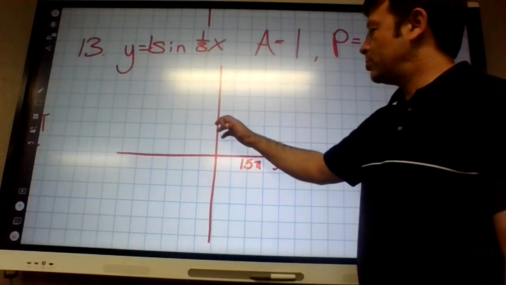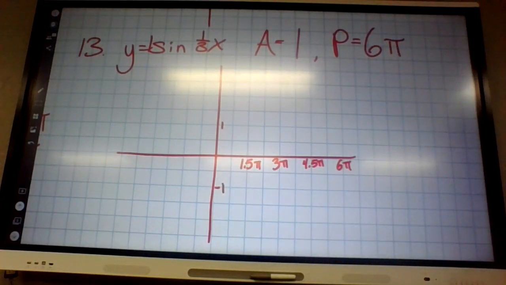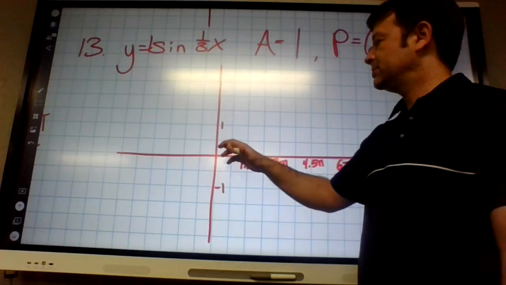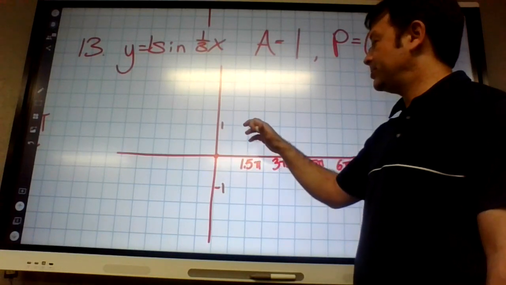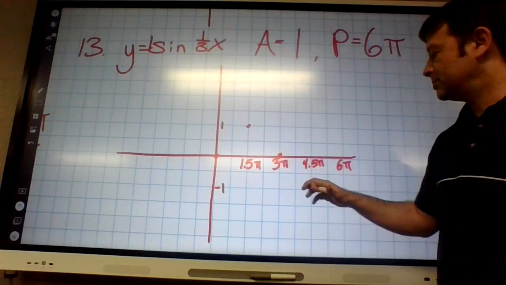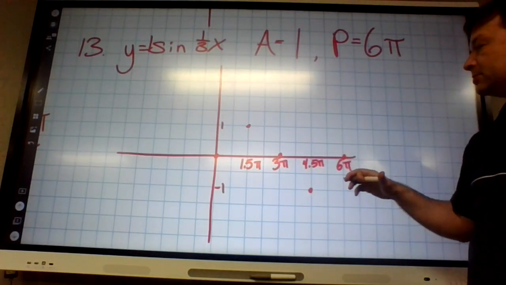The amplitude is 1, so just like number 1, I'm going to put a 1 and -1, maybe a little bit higher so you can see it easier. Okay, and then where does sine start at? Middle, 0, 0 going up. So it's going to be at top, back to the middle, bottom, back to the middle.